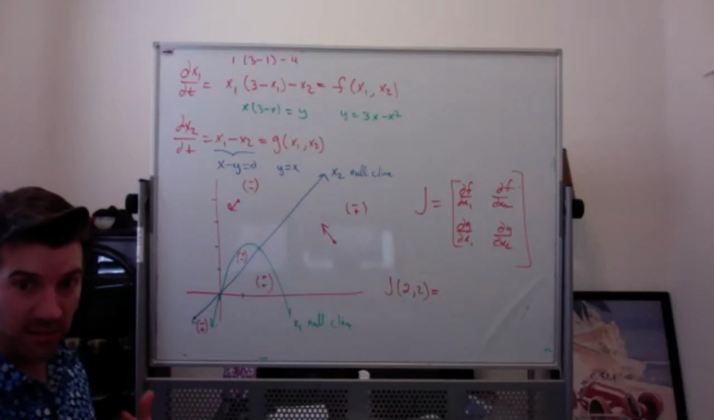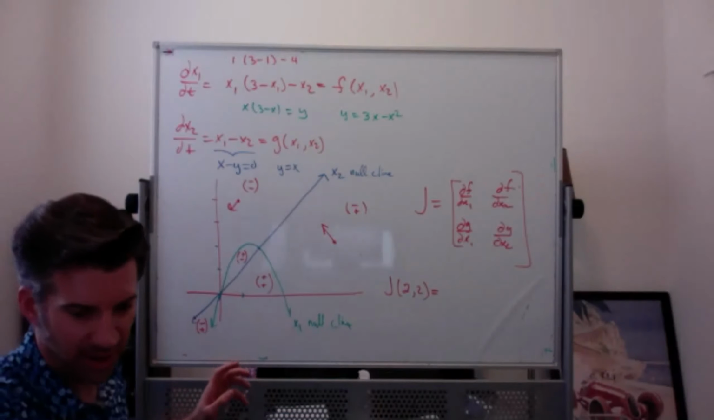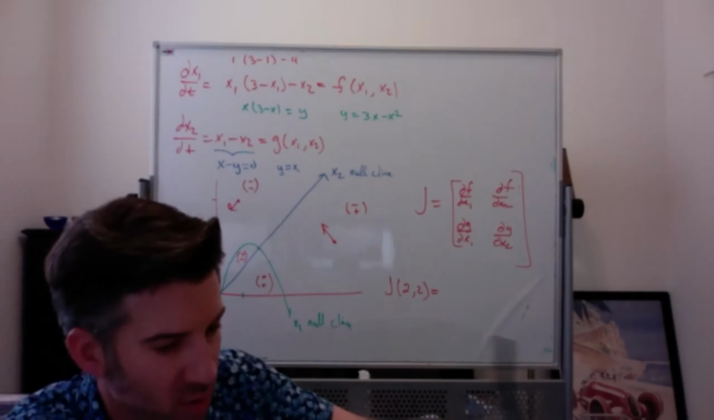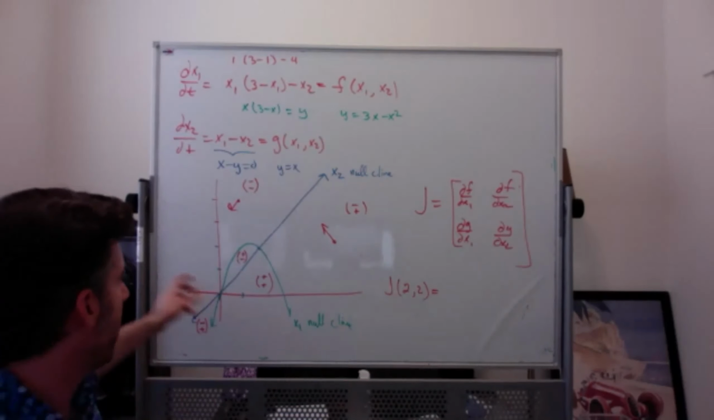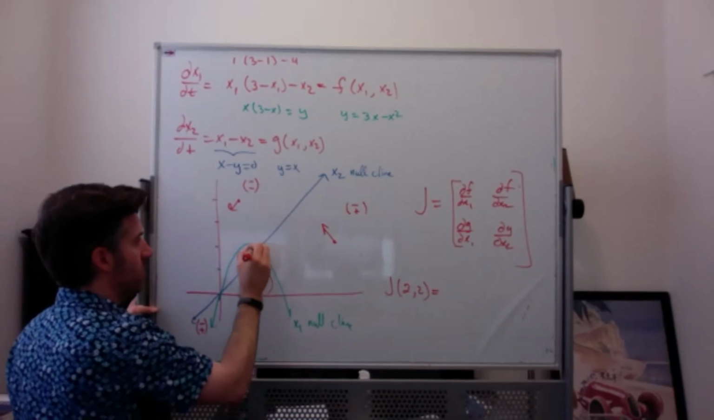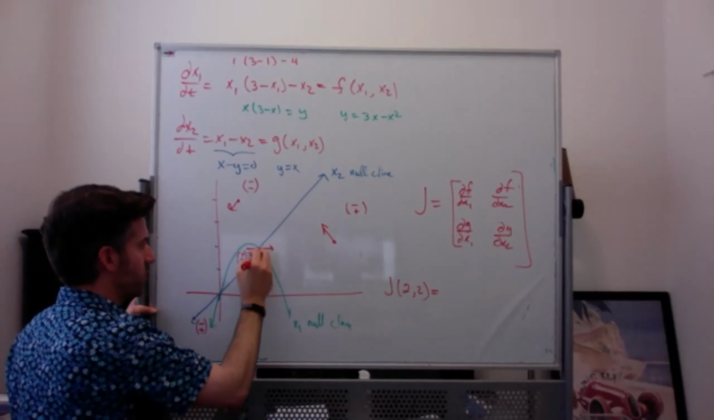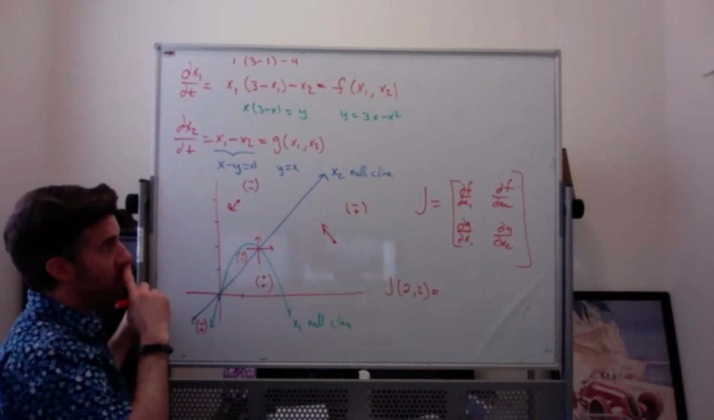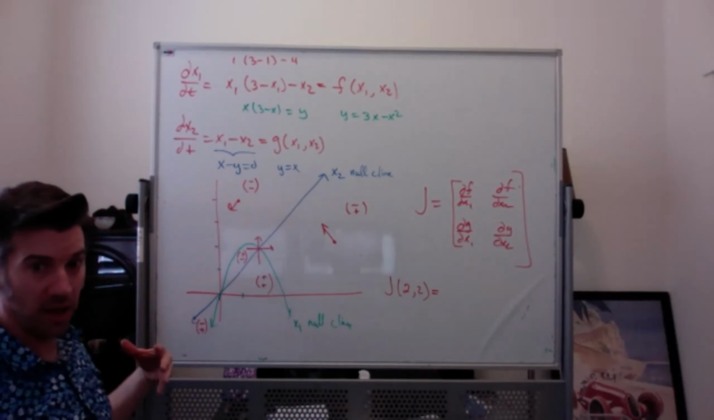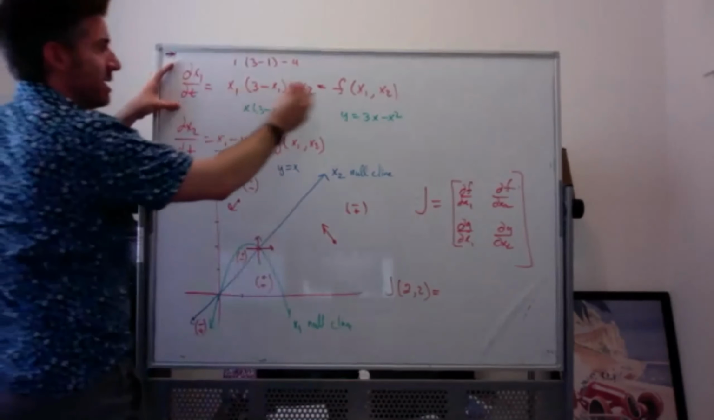Okay, so here's what I'm asking for. I want to know what's happening at this point here. So I'm going to think about traveling in the left to right direction and the up direction. These signs here, by the way, are the signs of f and g. This dx1/dt is what we're calling f.